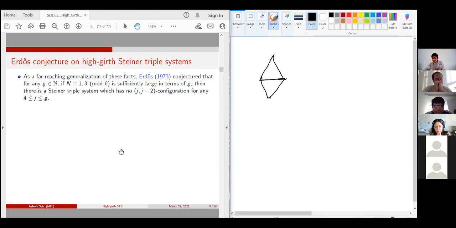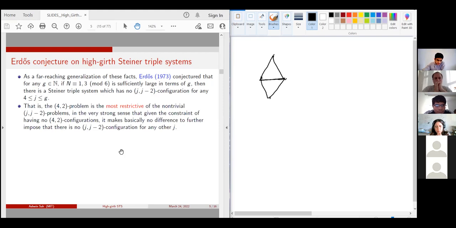But just to give a precise statement to begin with, the conjecture is that for every admissible value of n, there is a Steiner triple system, so a complete triangle decomposition of the complete graph, which has no (j,j-2) configuration for any j up to some bounded amount. Let's say we fix some g and we force all j between 4 and g, and we avoid all such configurations. So just stated another way, you could say that the (4,2) problem is therefore the most restrictive condition in some natural sense.